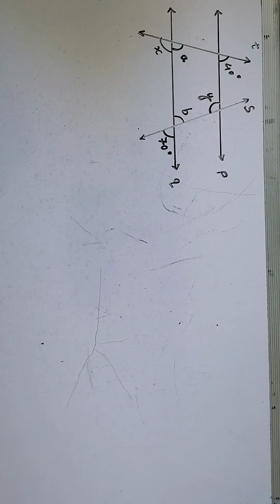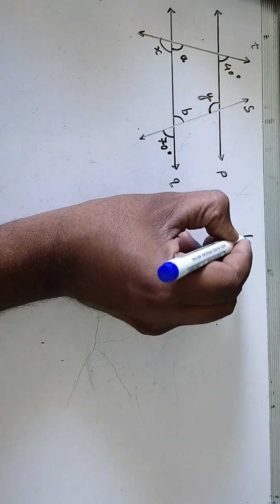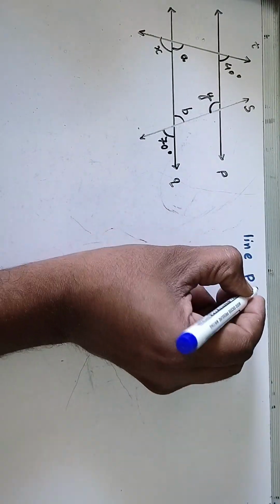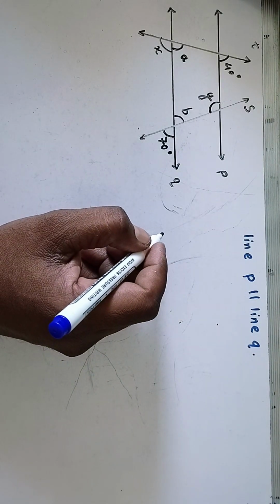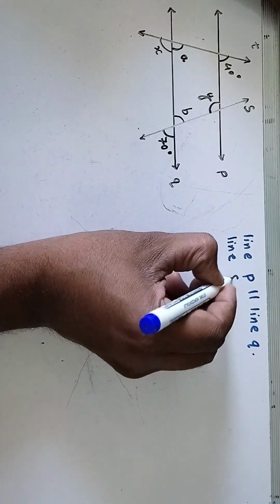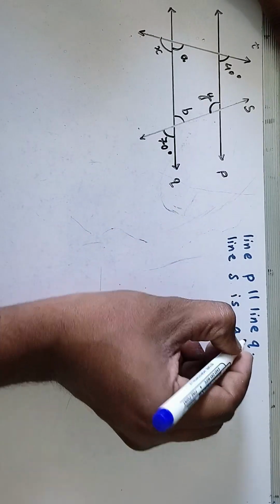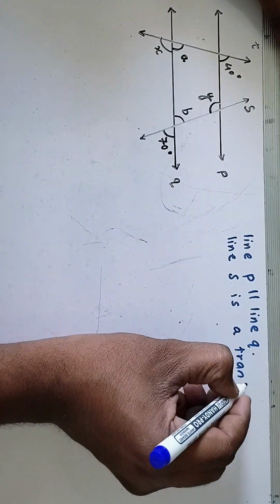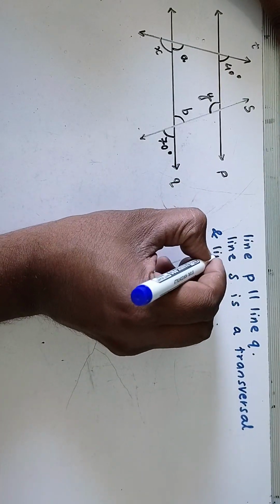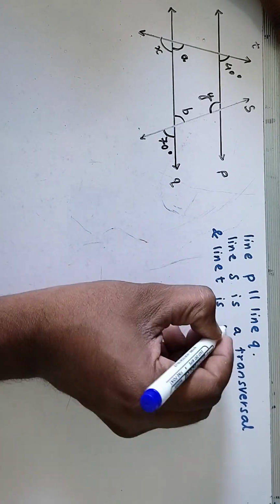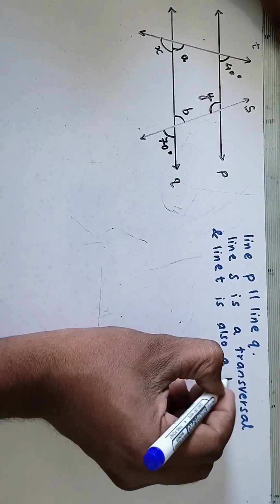So welcome to second part of parallel lines. Short simple trick और proper method के approach के साथ हम इसे solve करेंगे. As you can see, what is given to us? Line P is parallel to line Q, and line S is a transversal, and line T is also a transversal.